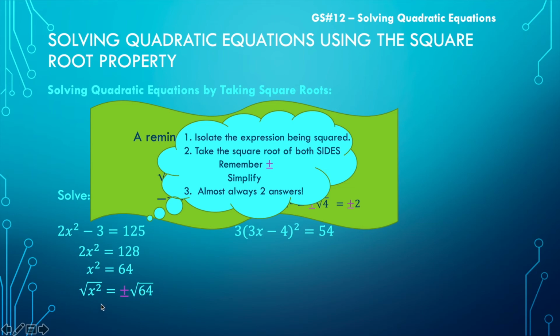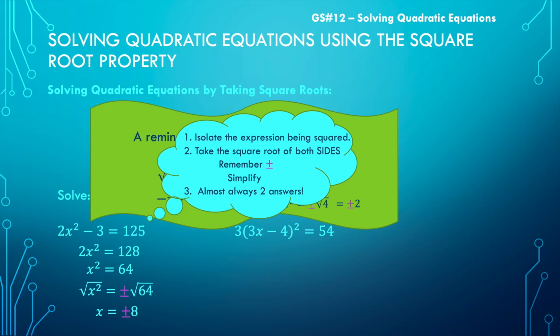Well, this left-hand side just becomes x because I'm using an inverse of a squaring. I'm taking a square root of a squared so that negates each other. So that will just end up being x. And we'd end up with x is equal to plus or minus 8.